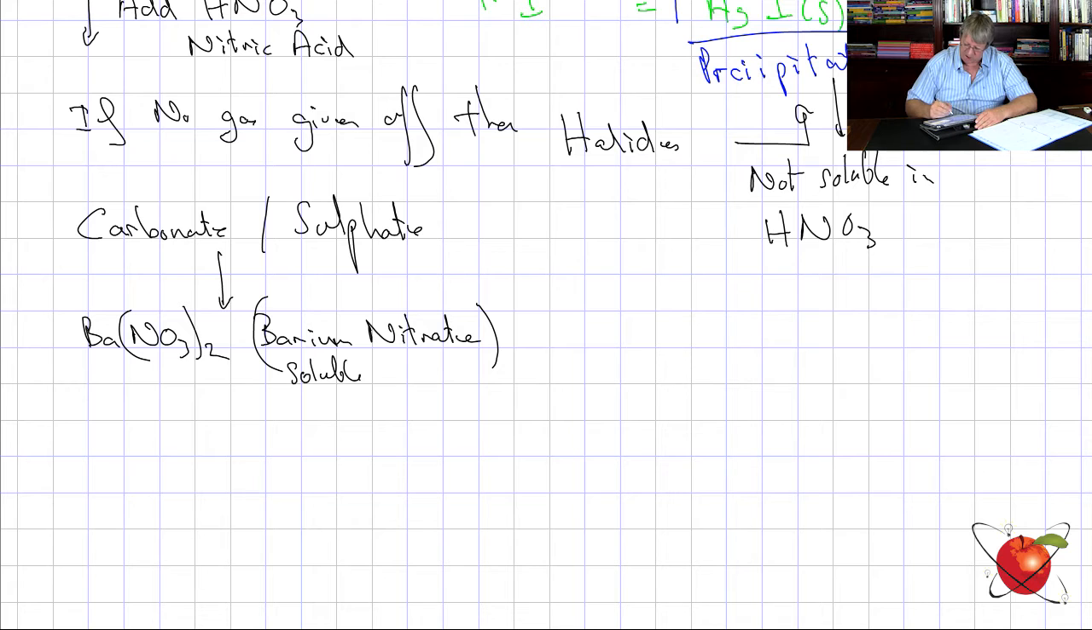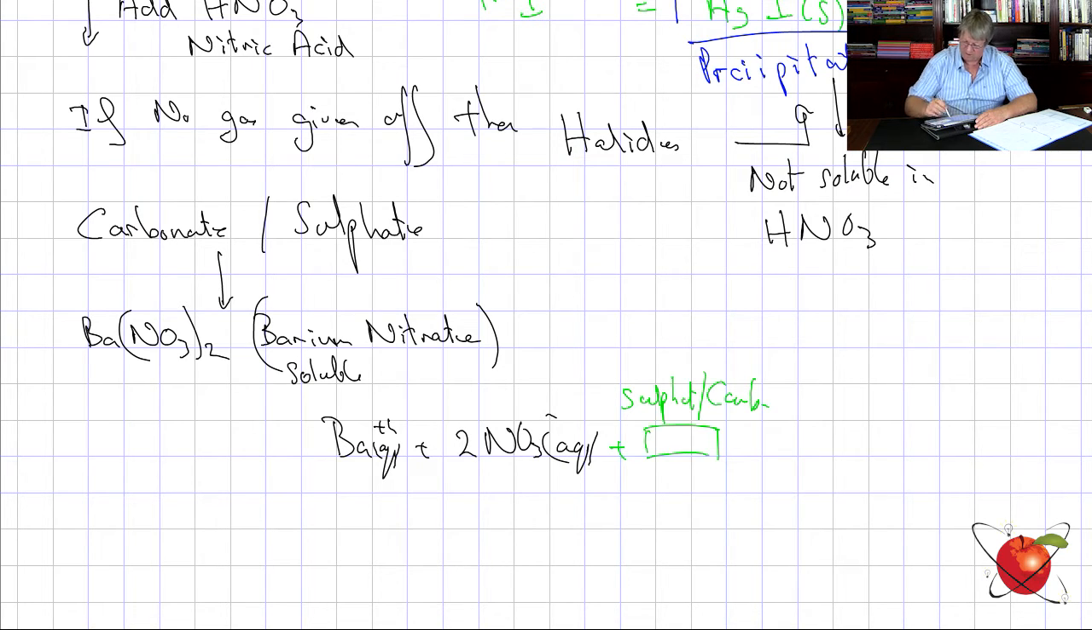But when we add it to a mixture containing carbonates or sulfates, it's going to change as follows. You're going to have Ba2+ plus 2 NO3- all aqueous, like so. And if we have in here a sulfate or a carbonate, one of those two is in here as well, all right?